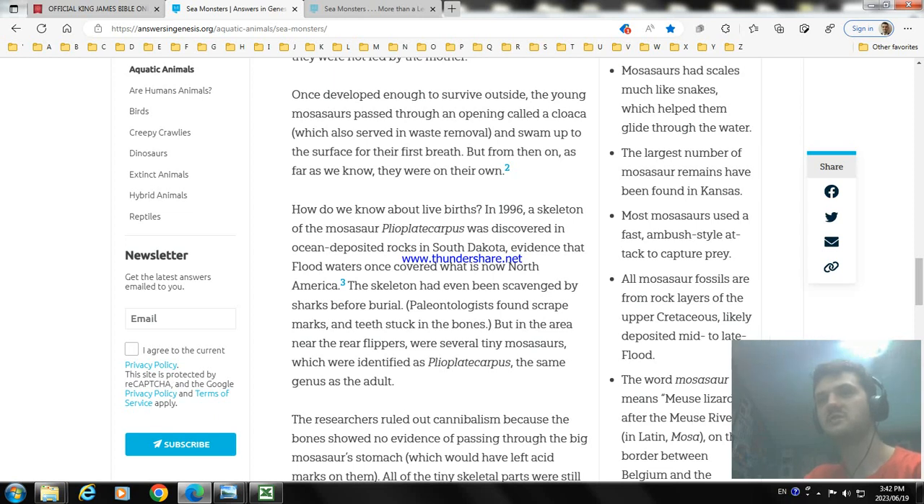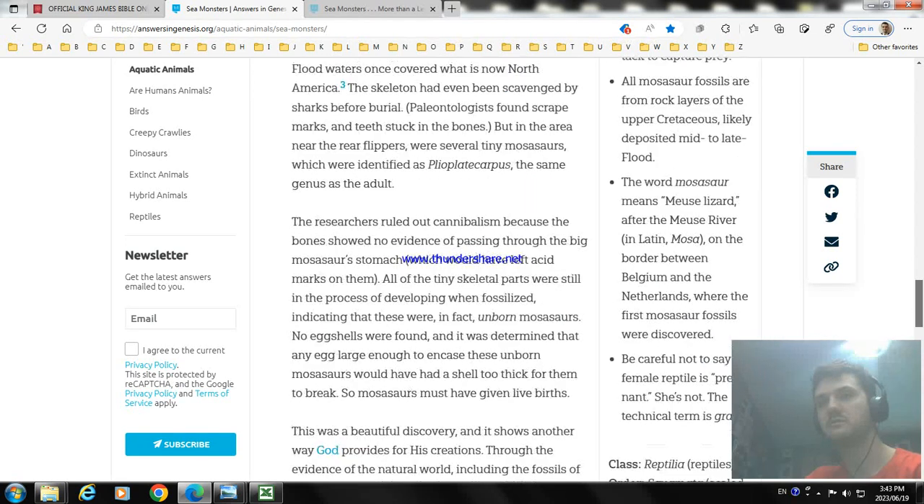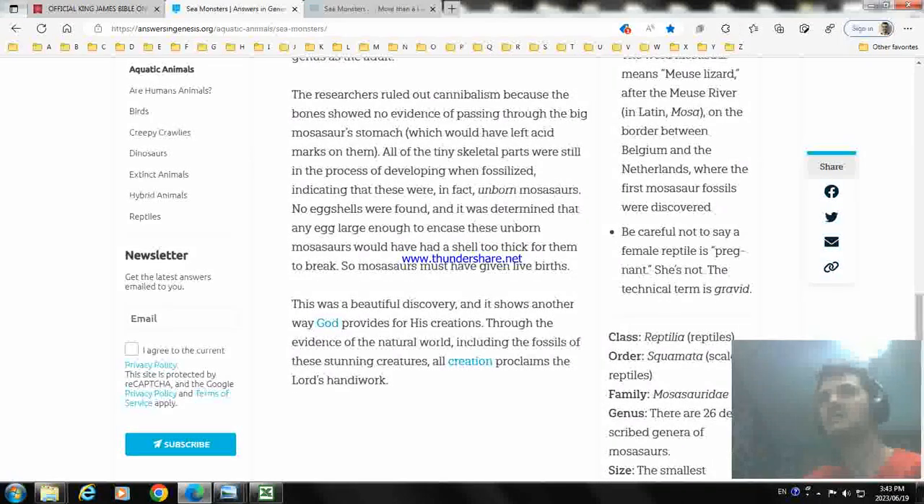Paleontologists found scrape marks and teeth stuck in the bones, but in the area where the rear flippers were, several tiny mosasaurs, identified as Plioplatecarpus, the same genus as the adult. The researchers ruled out cannibalism because the bones show no evidence of passing through the big mosasaur's stomach, which would have left acid marks on them.